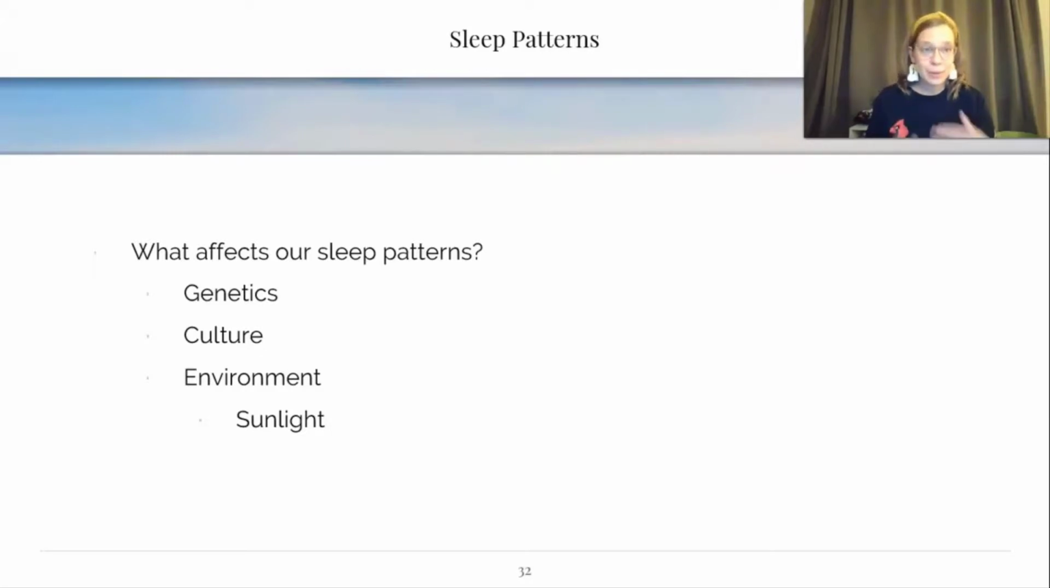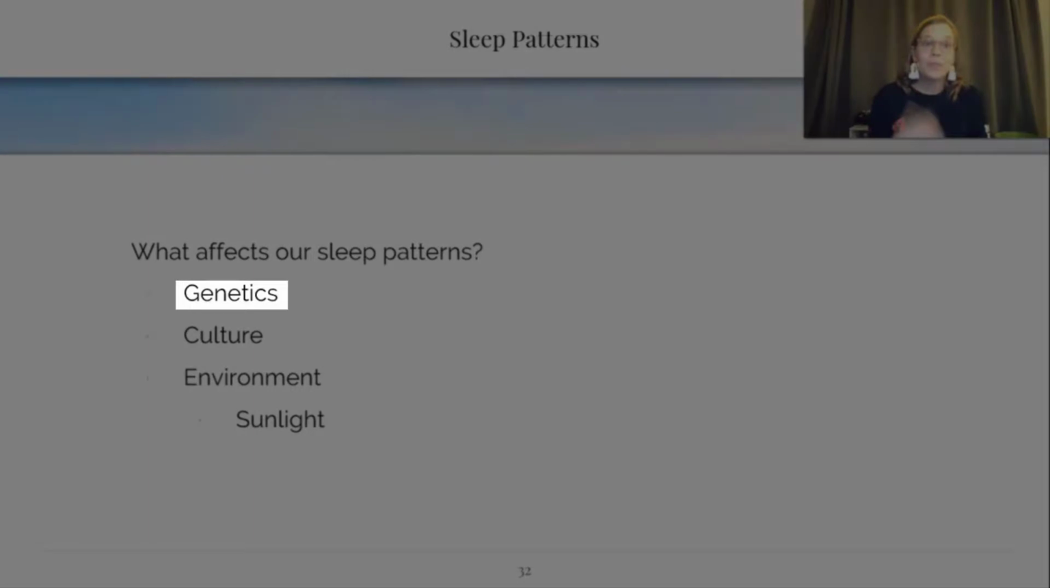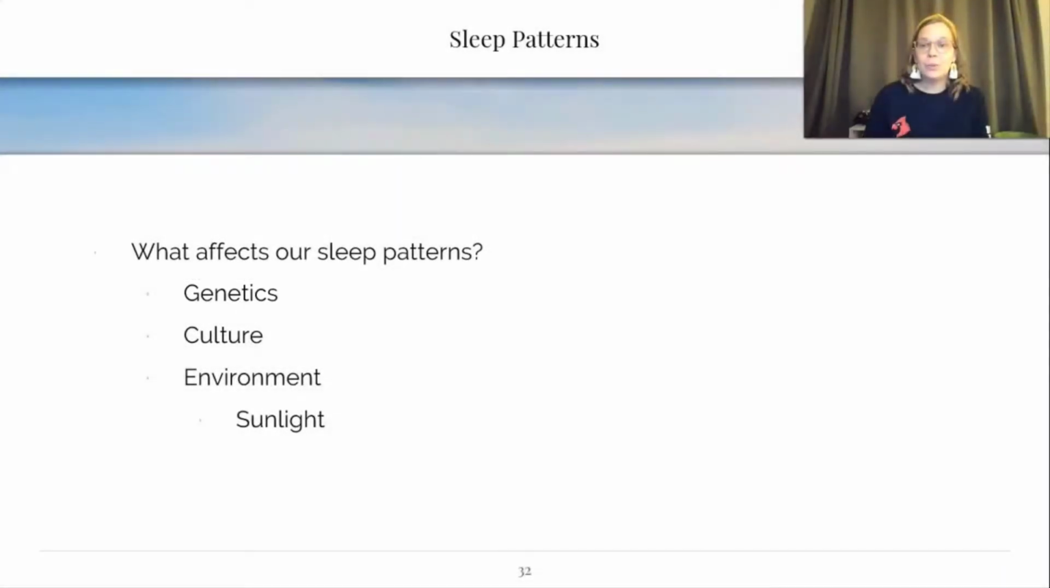So let's talk a little bit about sleep patterns. First of all, we're going to talk about what affects our sleep patterns and then what happens when we have problems with sleep. So first of all, some things that can affect your sleep patterns. Number one is your genetics. So it may run in your family that you sleep better or worse, or you fall asleep quickly, or you sleep very deeply. There are some things that are just genetic.